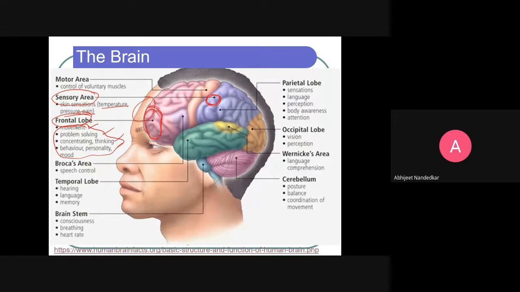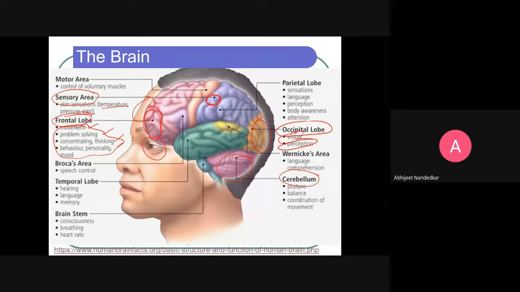say face. Now there is the cerebellum area, say which is here, which is responsible for posture, balance, and so on. There is the optical lobe which is responsible for your vision, perception, and so on.